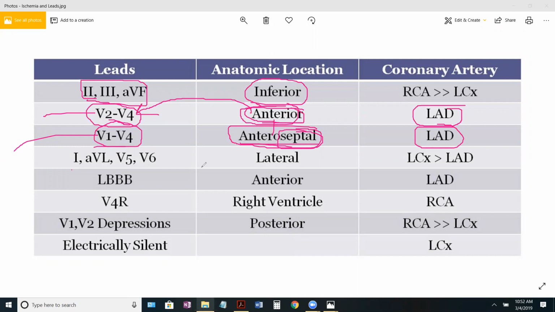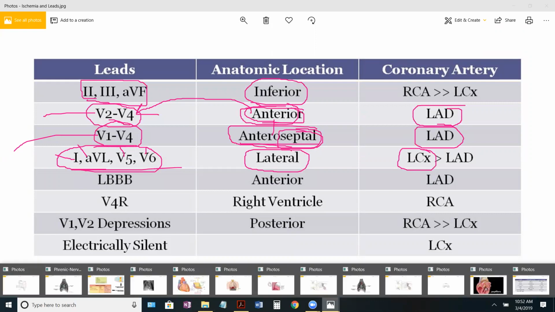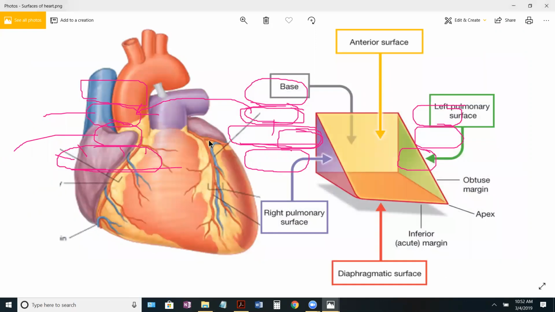Similarly, these are the ones: lead one, AVL, and V5 and V6. These are the lateral chest leads. Remember, these are the lateral chest leads, and they correspond to the lateral wall infarction, the lateral wall of the heart. You can see clearly in the picture that it is supplied by the left circumflex coronary vessel. If you just focus on this picture, you can clearly see that this is the LCX, and it is the one that supplies the lateral wall. LAD supplies the septum and the anterior wall. So that's how the ECG changes are predictable, and they love to ask you about the ECG changes.